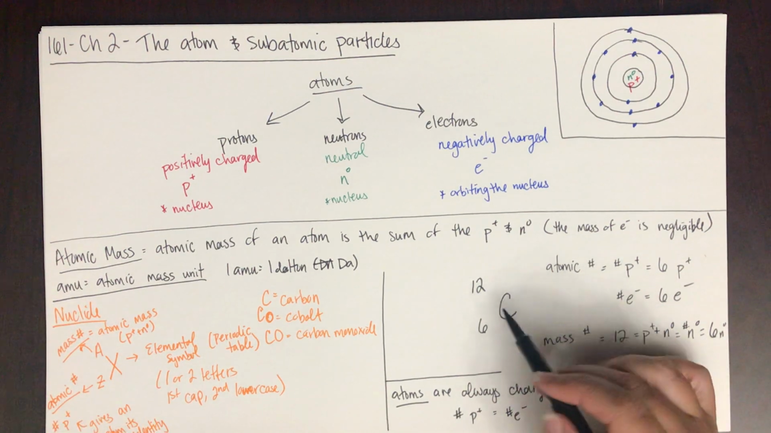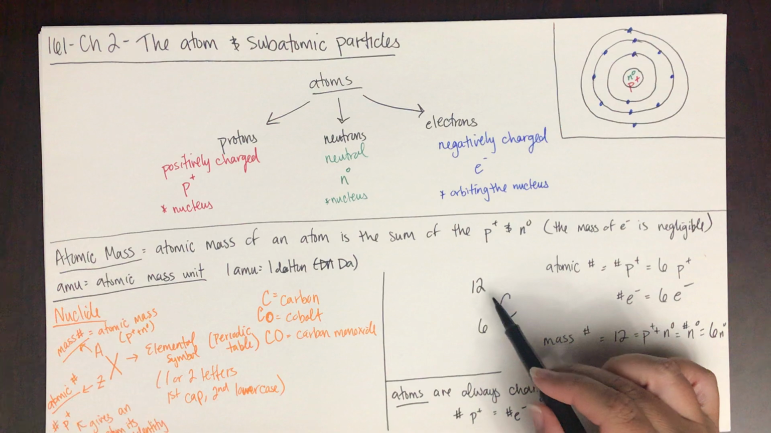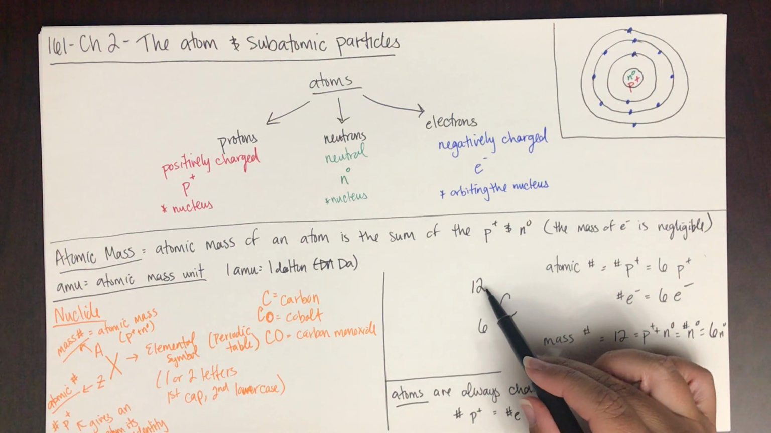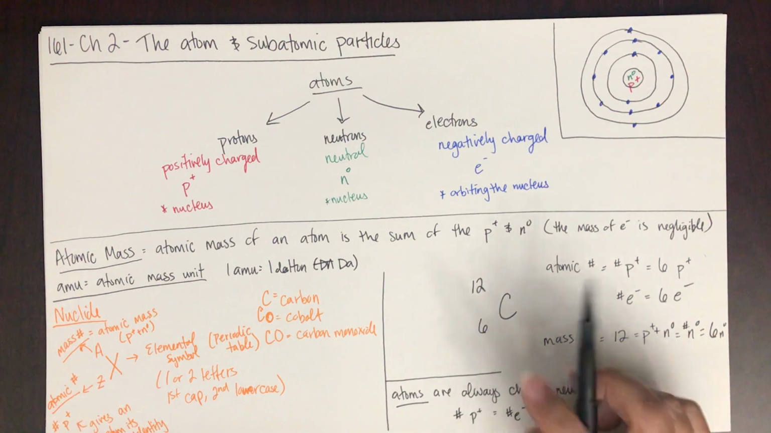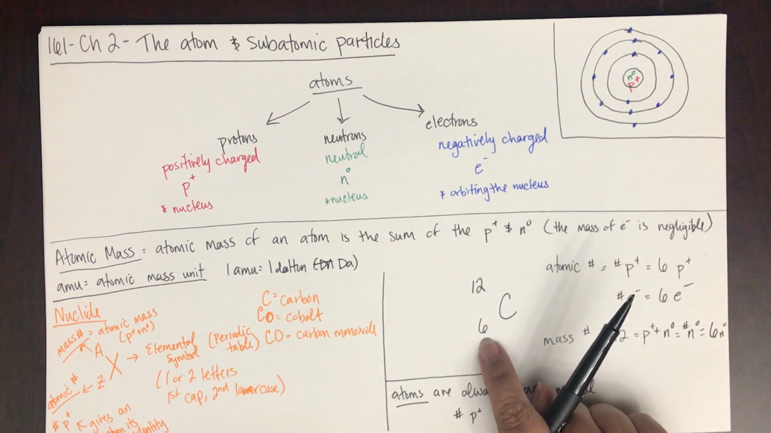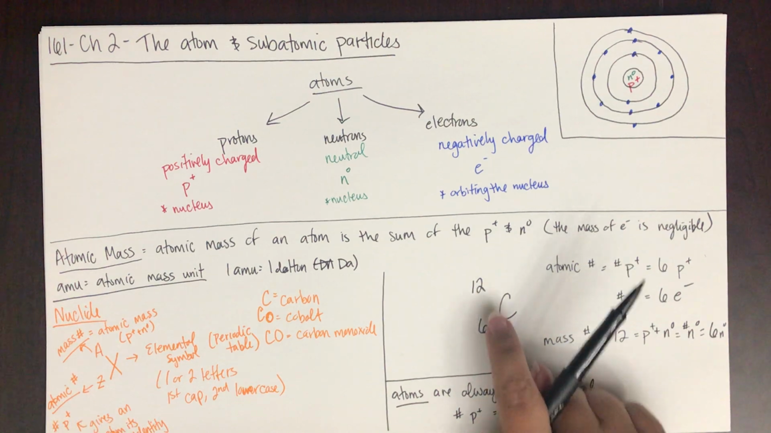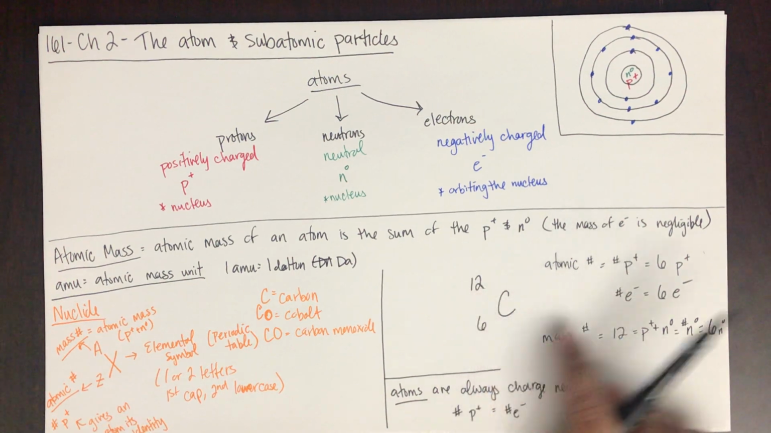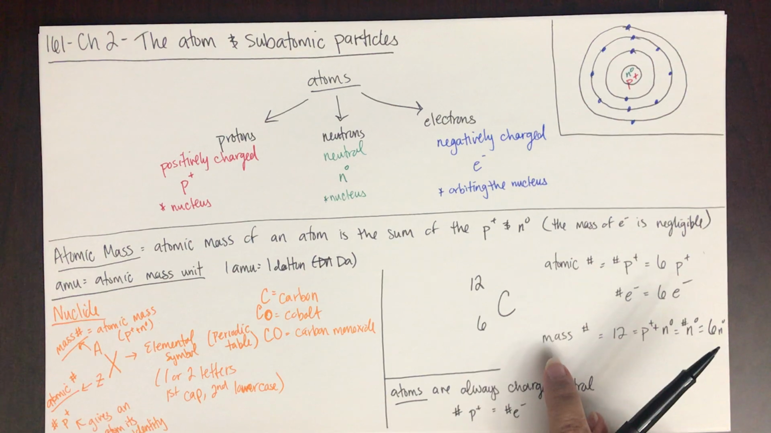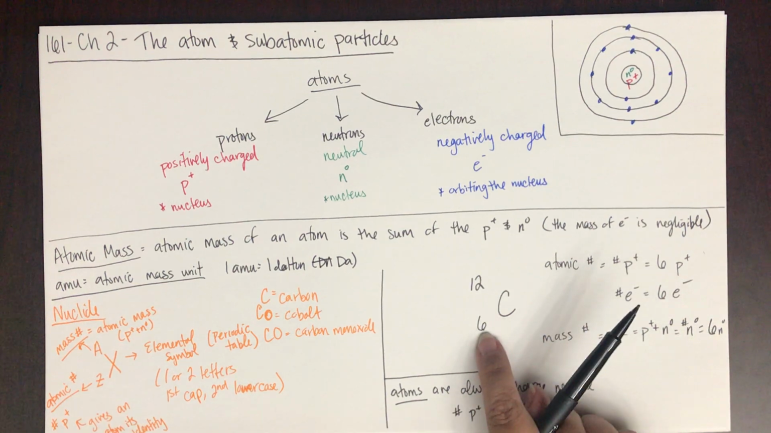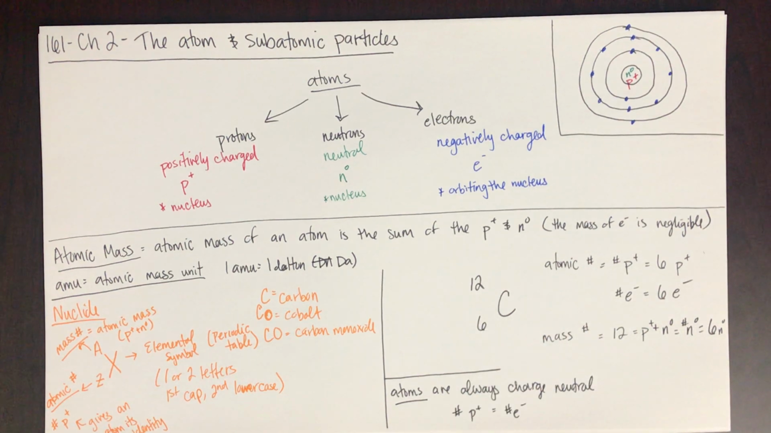So this nuclide right here of carbon tells me that the atomic mass, the mass number, is 12, which is the number of protons plus neutrons. The atomic number is 6. So you could figure out the number of neutrons by subtracting the atomic number from the mass number. And then because this is an atom, the number of protons always equals the number of electrons. So I said atoms are always charge neutral.